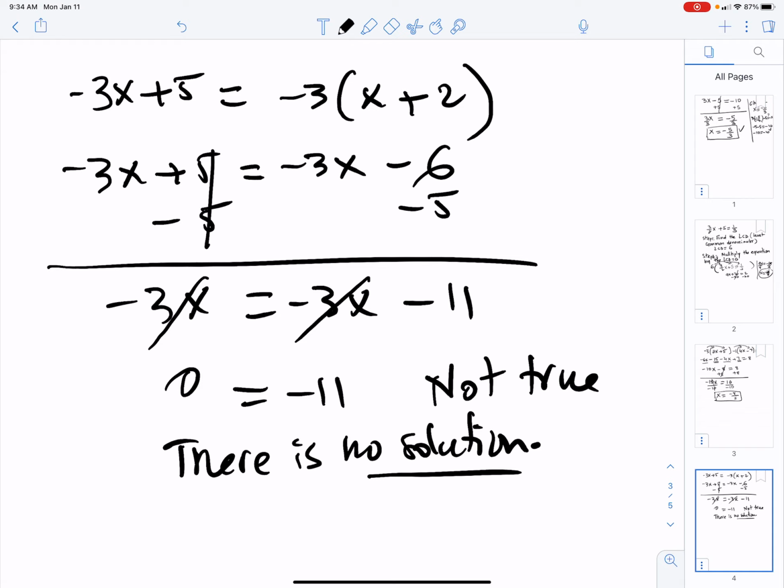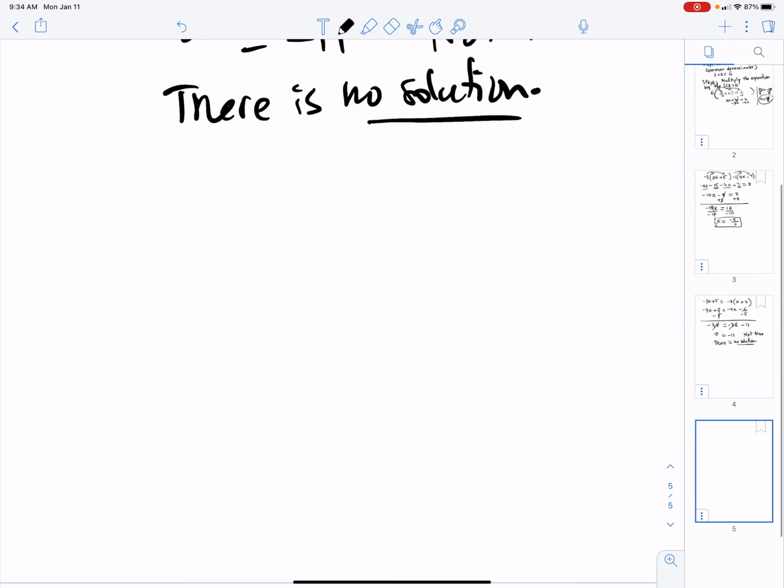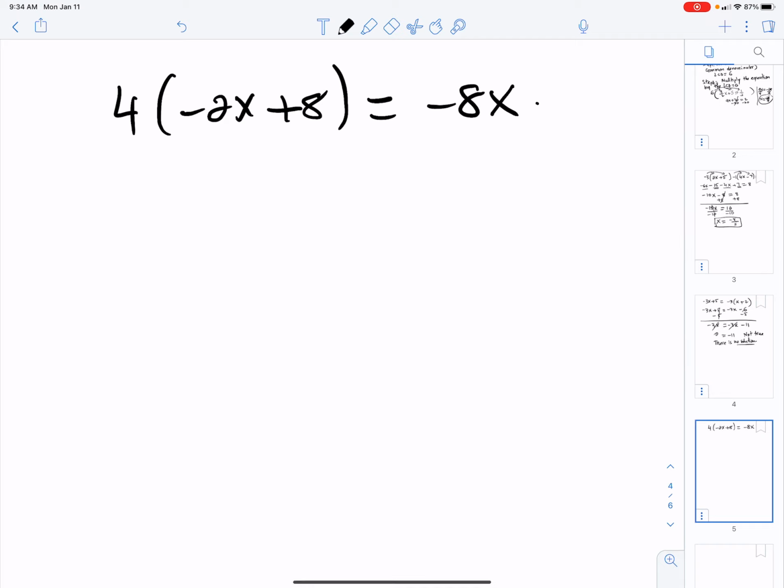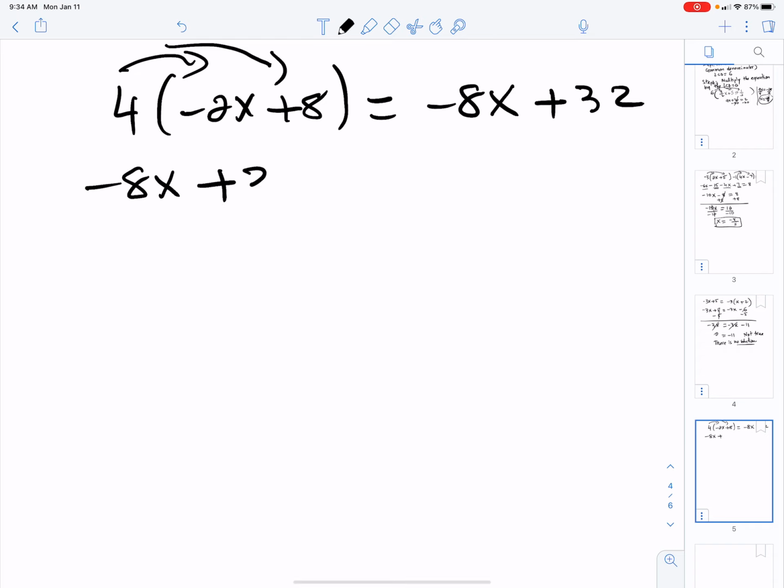All right. Let's say we have 4 times negative 2x plus 8 equals negative 8x plus 32, right? So this is my equation, but first I need to distribute the 4. So I distribute the 4. 4 times negative 2x is negative 8x. 4 times 8 is 32. Sorry, I'm giving the answer. Equals negative 8x plus 32.